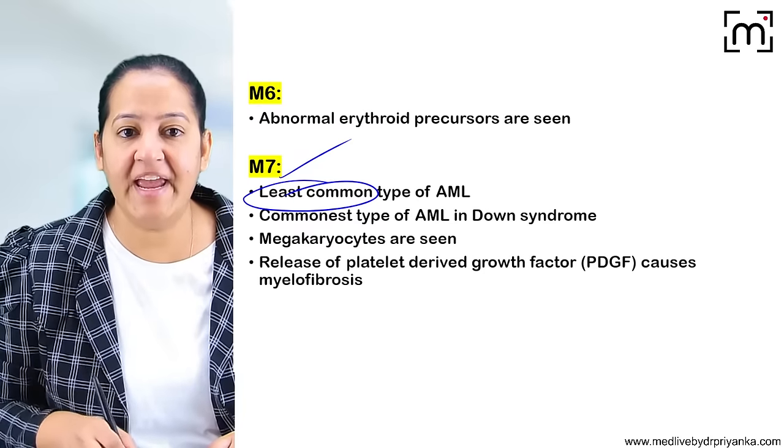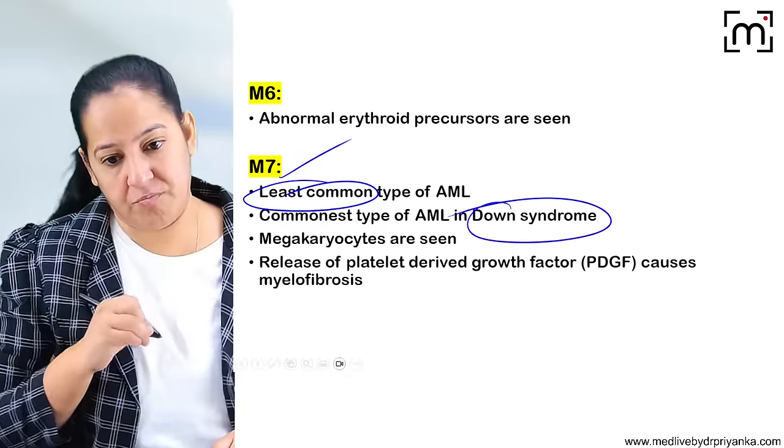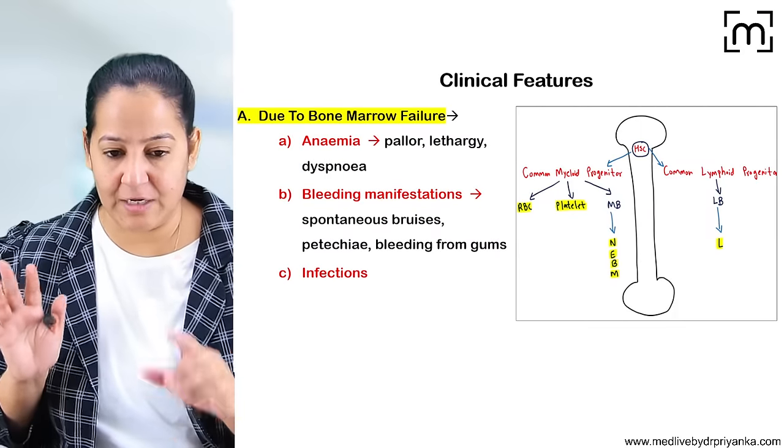AML M7 is the worst one, okay? And it is present in Down syndrome, the AML M7. So you get simple MCQs on that. Now, what are the clinical features?